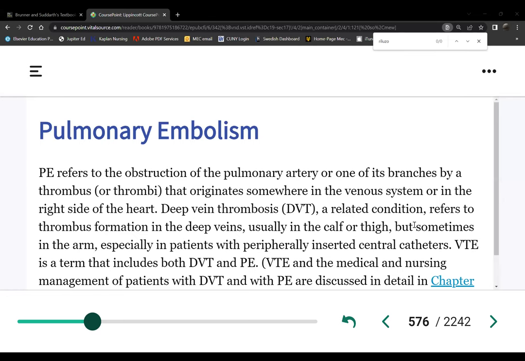Pulmonary embolism. The number one cause of this is a DVT. So let's review how our body develops blood clots. This is a clot that has obstructed one or more branches of the pulmonary artery, either left or both lungs.